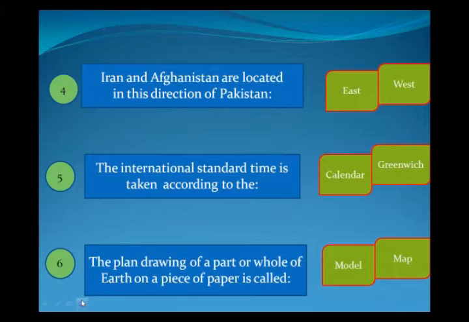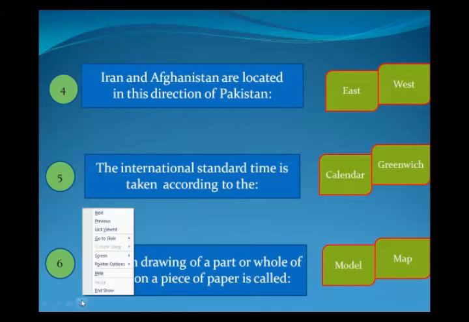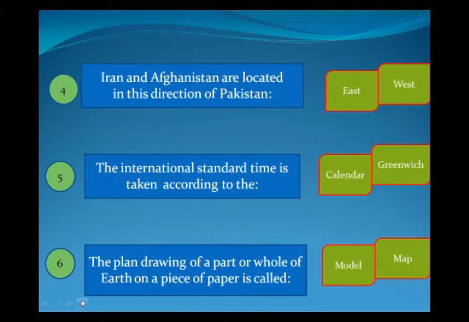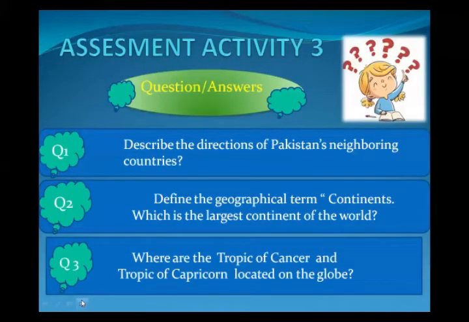The planned drawing of a part or whole of the earth on a piece of paper is called. Here are two options, model or map. Yes, the correct answer is map. The next activity is about question answer. And the first question is describe the directions of Pakistan's neighboring countries.